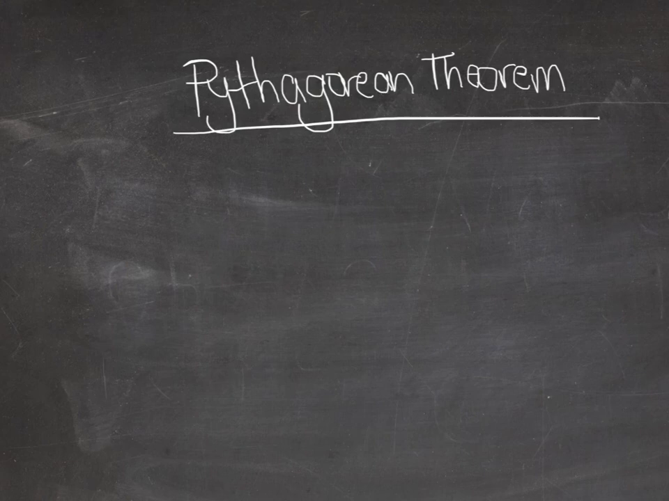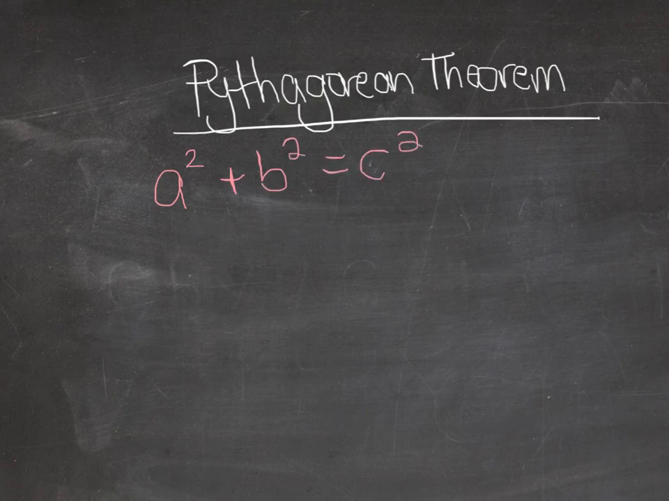This video is a review of the Pythagorean Theorem. What is the Pythagorean Theorem? You should have this memorized and be able to recall it. It's a squared plus b squared equals c squared. It has to do with right triangles and only works with right triangles.